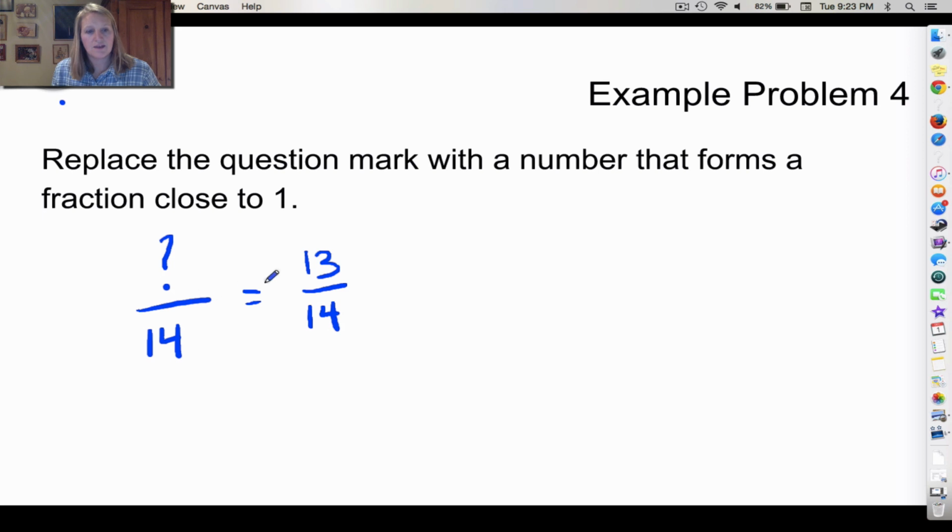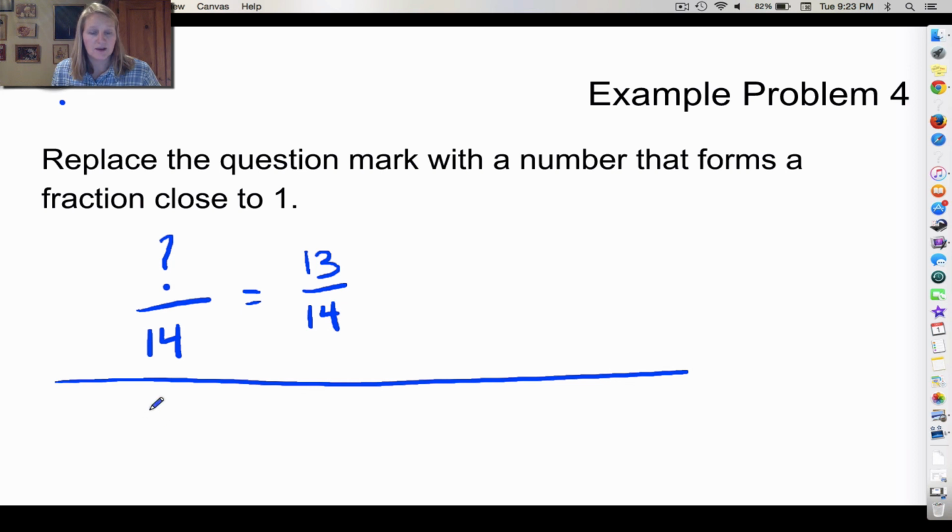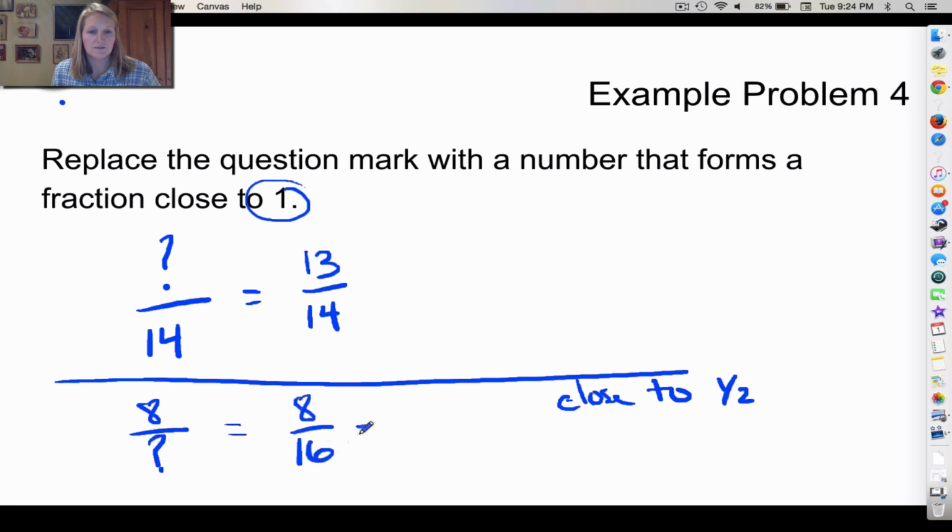Another way that you could be asked is this was filling in the numerator. What if you were asked to fill in the denominator? So let's say that this is 8 over question mark, and you want it to be close to 1, or you want it to be close to 1/2, let's say. Okay, so what would you put here to have this be close to 1/2? And you could say maybe 16. 8/16 would be reduced to 1/2 anyways. So you would put in for that question mark 16.